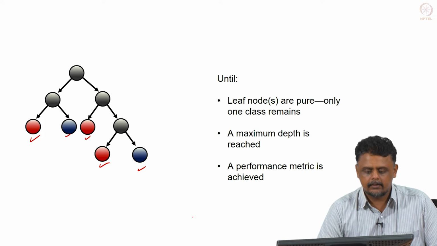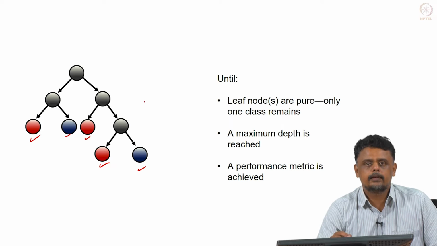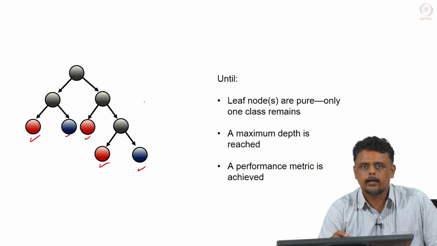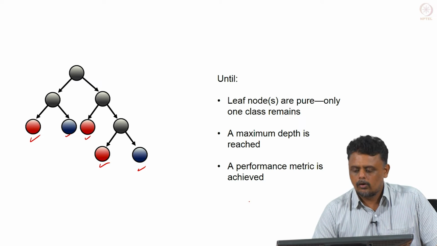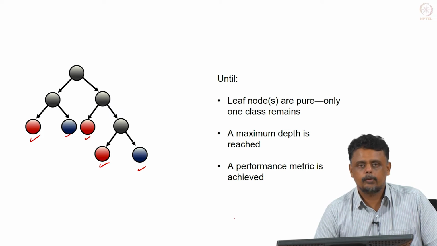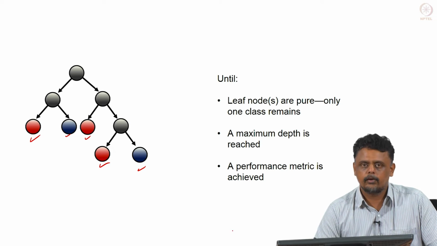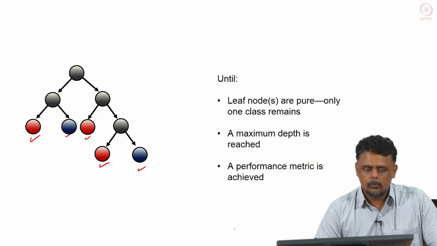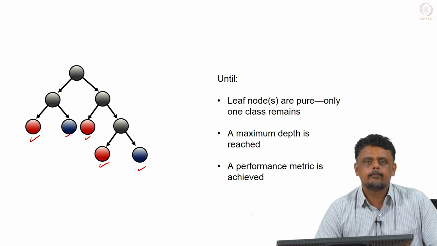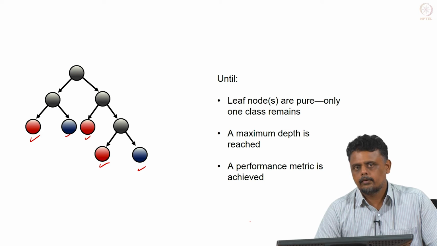Okay. So, we decide that we will only go up to a depth of 3 or 4. Then we stop after a depth of 3, or we can evaluate a performance metric based on which we can stop the tree from growing further. Okay. So, this is how we build the tree, and this is using the training data.